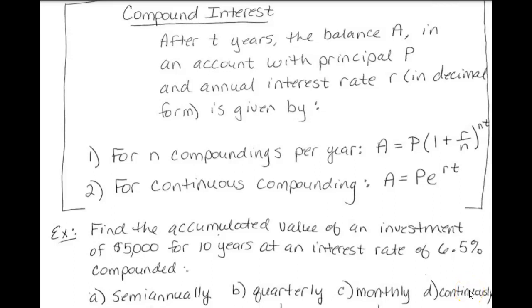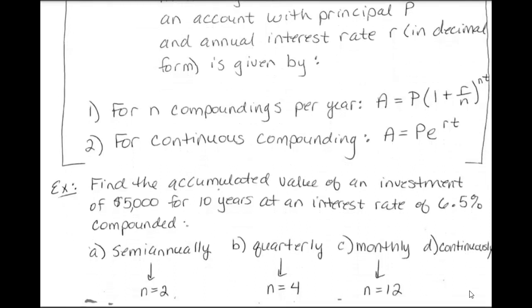All right, so the word semi-annually means that the n value is 2. That means 2 times a year. The word quarterly means the n value is 4 times a year. Monthly would mean 12 times a year. And then part D is continuously, so that one we're just going to utilize the other formula when we get to part D.